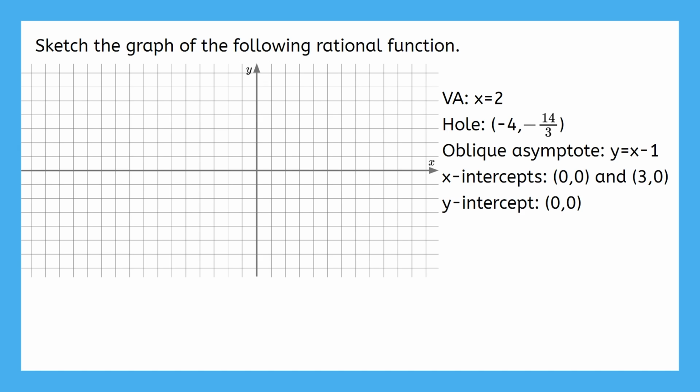Okay, my turn to try. I'll start by drawing the vertical asymptote at x equals 2. Then, I'll draw the hole at negative 4 and as close to negative 14 over 3, or about negative 4.7, as I can get. Now, I'll draw that oblique asymptote. And here are my x intercepts. My y-intercept was the same as one of my x-intercepts, so I already drew that. So what do you think of my sketch so far?